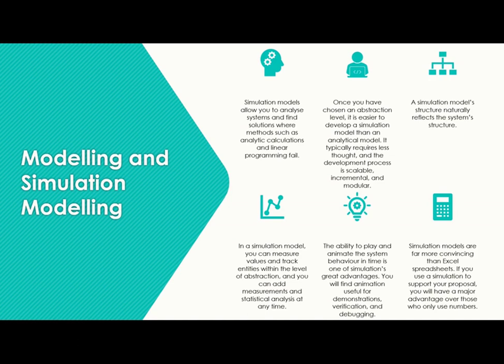1. Simulation models allow you to analyze systems and find solutions where methods such as analytic calculations and linear programming fail. 2. Once you have chosen an abstraction level, it is easier to develop a simulation model. It typically requires less thinking, and the development process is scalable, incremental, and modular. 3. Simulation model structure naturally reflects the system's structure. 4. In a simulation model, you can measure values and track entities within the level of abstraction, and you can add measurements and statistical analysis at any time.